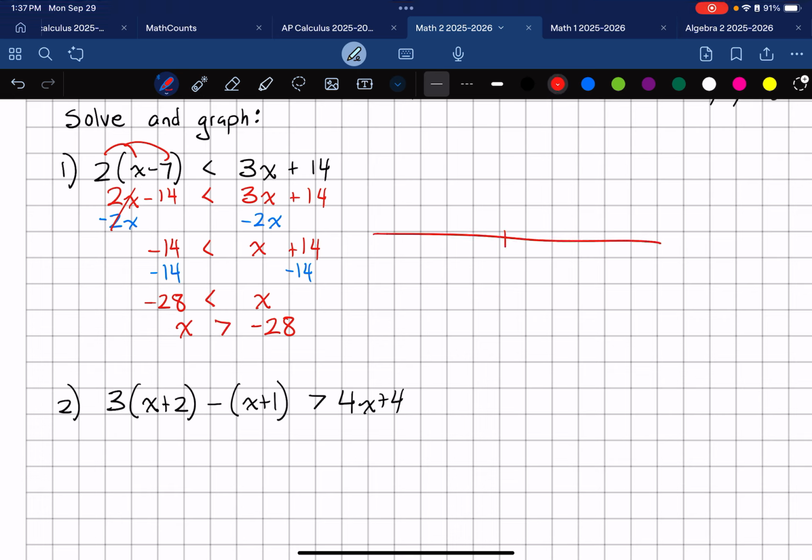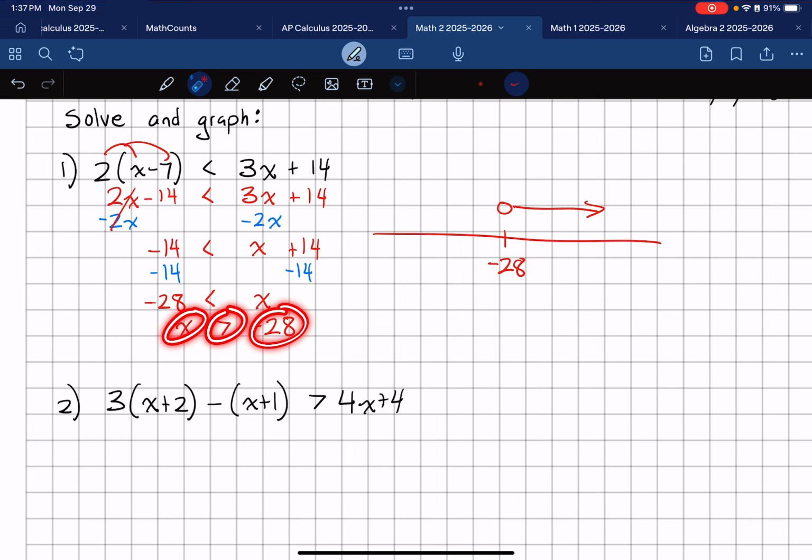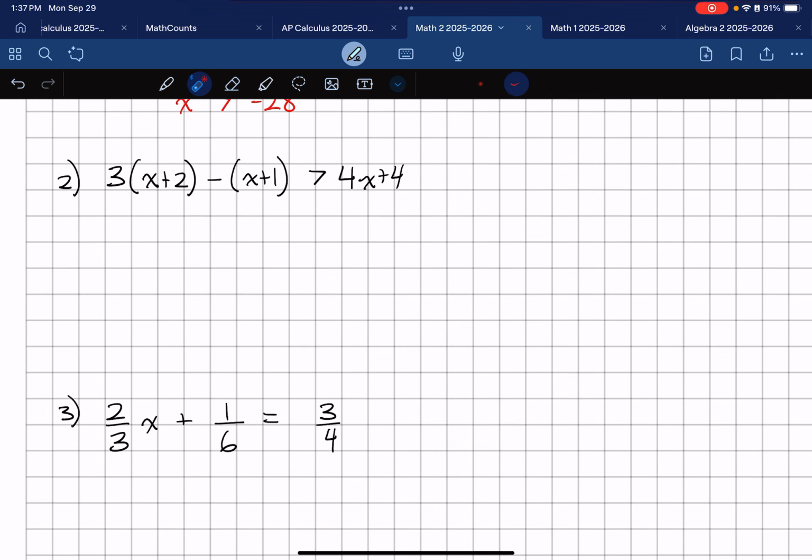You make a mark here at negative 28, and you make an open point because it's not equal to, and now the arrow is pointing in the correct direction. We're pointing it this way, and we say everything to the right of negative 28 because it says x is greater than negative 28. All right, what about number 2?